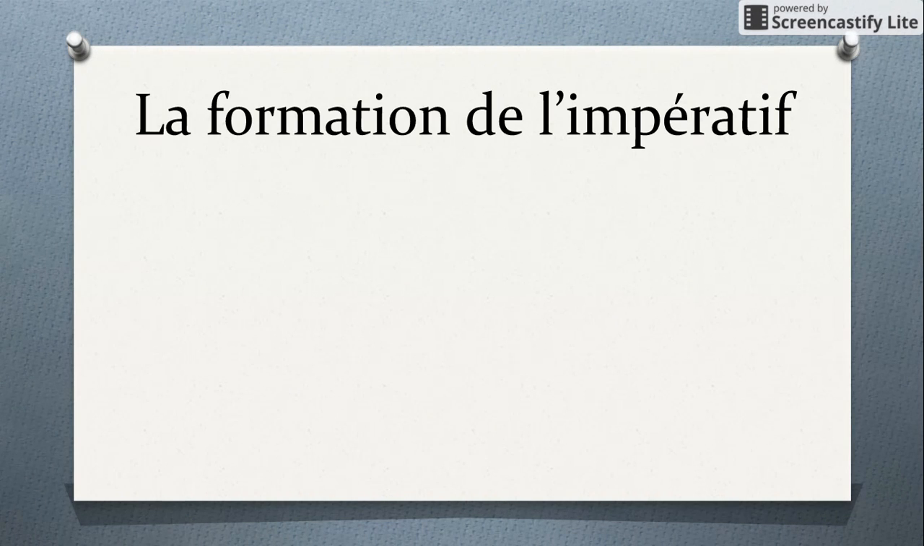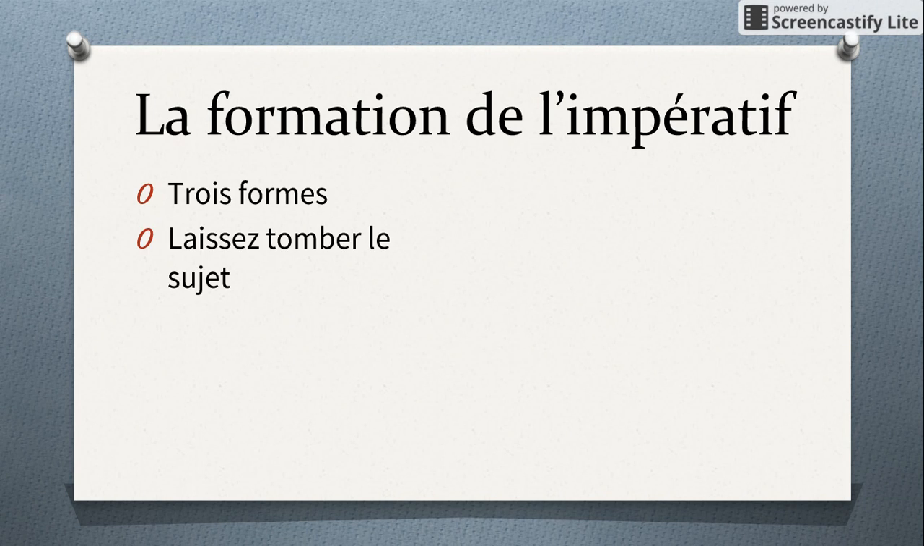First, we're going to take a look at the formation of the imperative, which just means the command form in French. There are three forms of commands, tu, vous, and nous. In order to conjugate a verb in the command form, all you have to do is conjugate it regularly, but get rid of the subject pronoun.